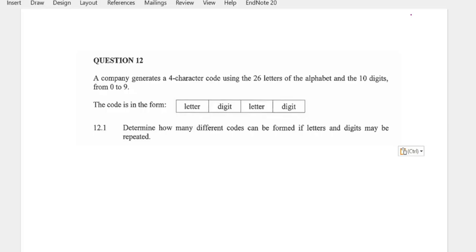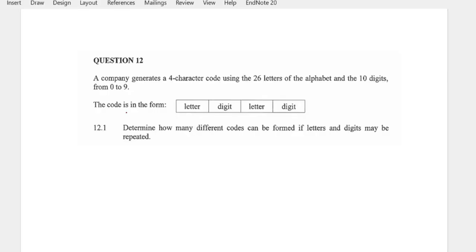So this is the last question of this paper, question number 12. A company generates 4-character codes using 26 letters of the alphabet and 10 digits from 0 to 9. The code is in the form of letter, digit, letter, digit. So 12.1 is: determine how many different codes can be formed if letters and digits may be repeated.